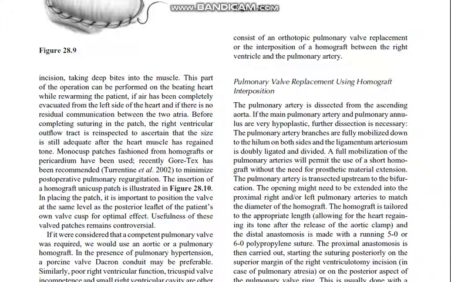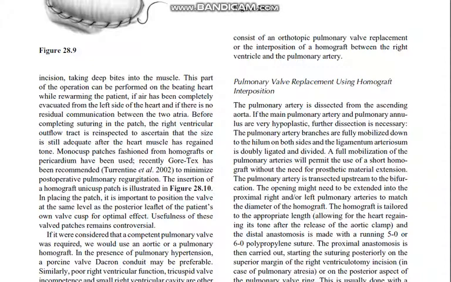The pulmonary artery is transected upstream to the bifurcation. The opening might need to be extended into the proximal right and or left pulmonary arteries to match the diameter of the homograft. The homograft is tailored to the appropriate length, allowing for the heart regaining its tone after the release of the aortic clamp, and the distal anastomosis is made with a running 5-0 or 6-0 polypropylene suture.